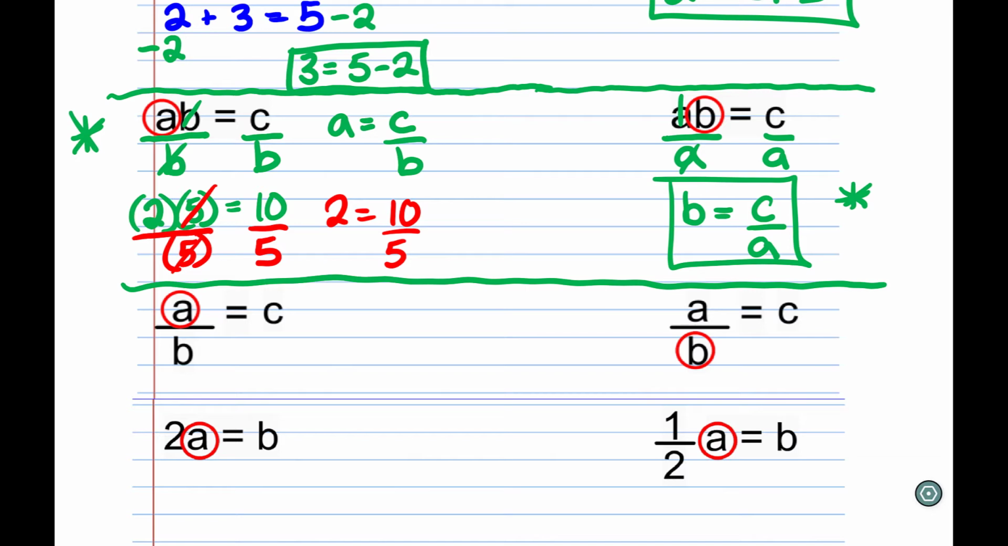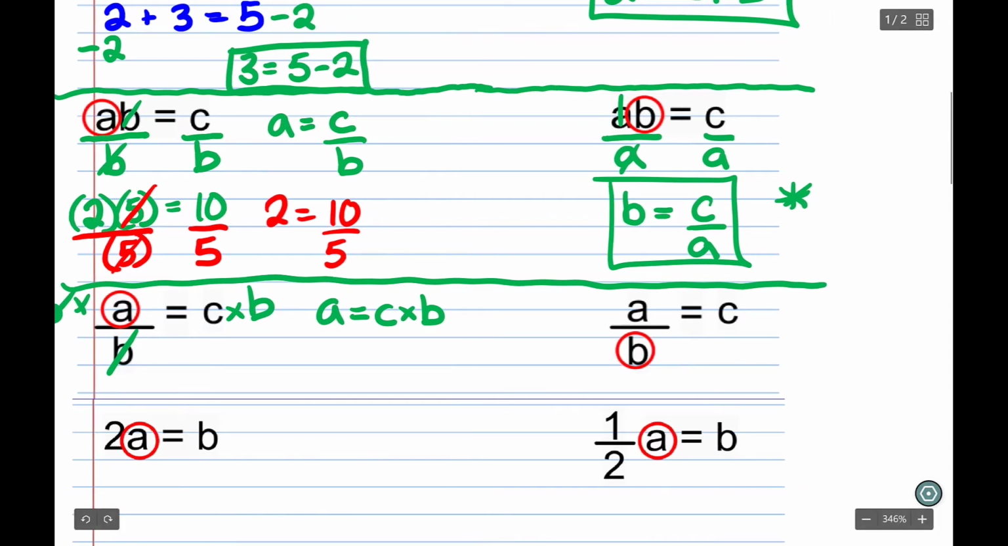So let's say I wanted to isolate A, but it's being divided by B. Okay, the opposite operation of dividing is multiplying. So if I multiplied both sides by B, that would cancel out the B here. And so A is going to be equal to C times B.